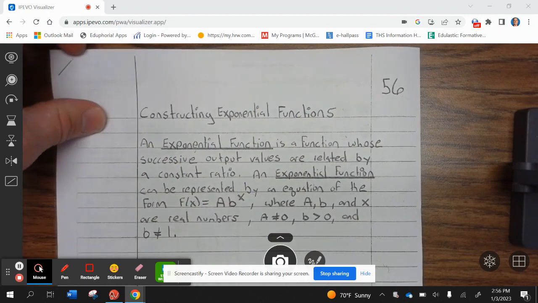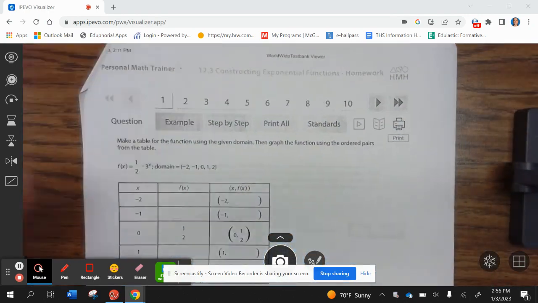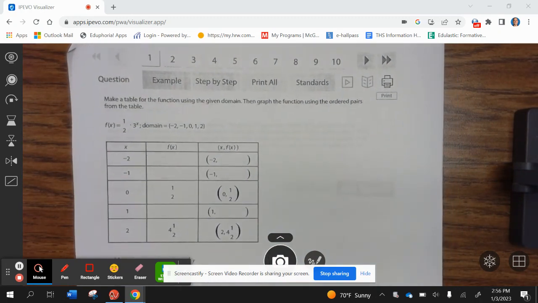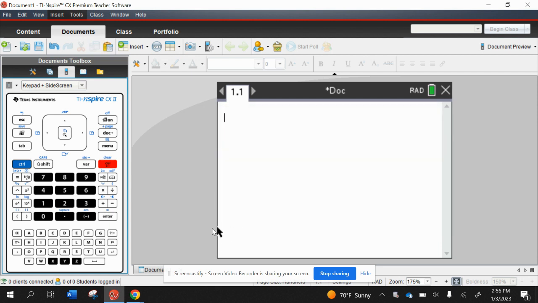Now let's take a look at the first example. Make a table for the function using a given domain, then graph the function using the ordered pairs from the table. So we're going to use our calculator for that. Let's go ahead and always clear your calculator space before you get started.